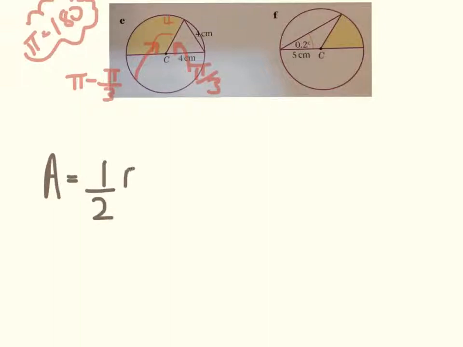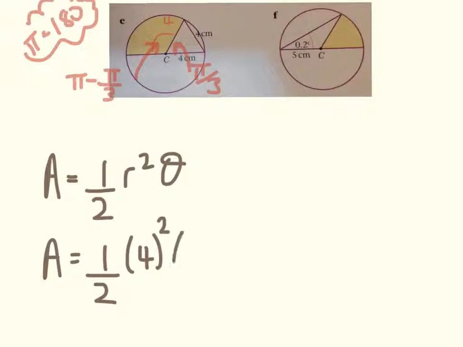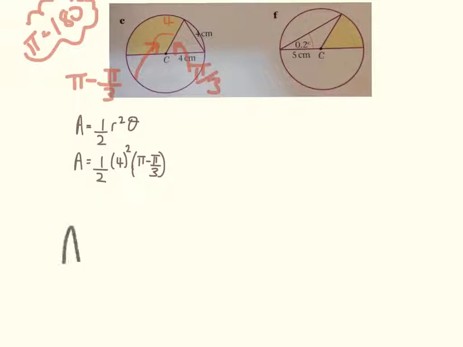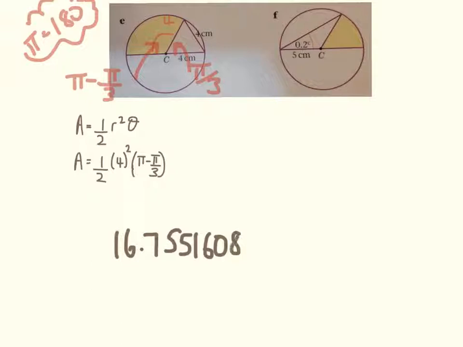So our area then of that shaded segment is going to be a half r squared theta. So that'll be a half 4 squared times pi minus pi over 3. I'll just stick all of that into your calculator. Or work out pi minus pi over 3, which is 2 pi over 3 first, if you want to. But just plug all that into your calculator, let the calculator do the work for you, and then you get an answer 16.75516082, and then round that to the degree of accuracy the question is asking for. Okay?